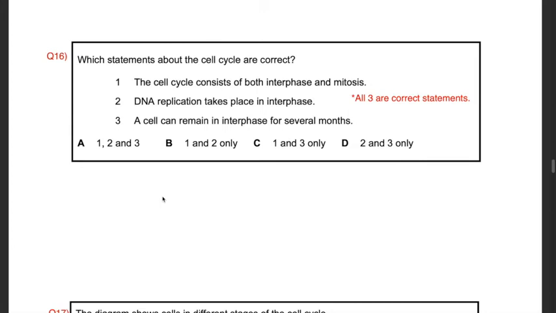Yes, the cell cycle does consist of interphase and mitosis, where interphase is subdivided into G1, S phase and G2 phase, whereas mitosis is subdivided into prophase, metaphase, anaphase and telophase. DNA replication obviously does occur in the interphase under the S phase, therefore 2 is also correct. 3. A cell can remain in interphase for several months. This is where most get confused. However, do keep this in mind. A cell can remain in interphase for several months. Therefore, the answer being A, 1, 2 and 3.